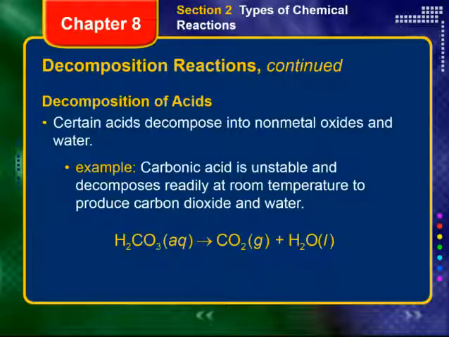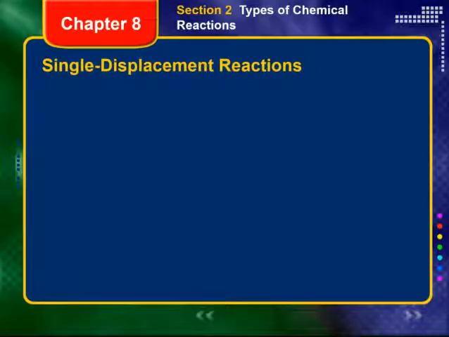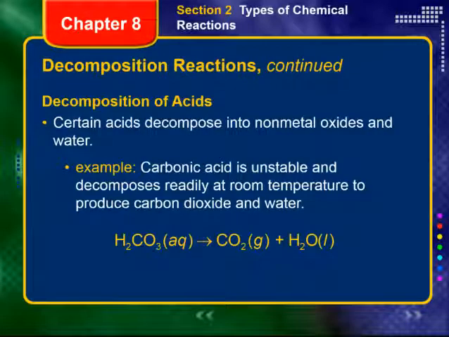We can also decompose acids. Certain acids decompose into non-metal oxides and water. Okay, non-metal oxide, something that's not a metal. For example, carbonic acid is very unstable and decomposes readily at room temperature to produce carbon dioxide, right? Carbon's not a metal, so that's a non-metal oxide, and water. And we're going to pick up with single displacement reactions next time we meet.